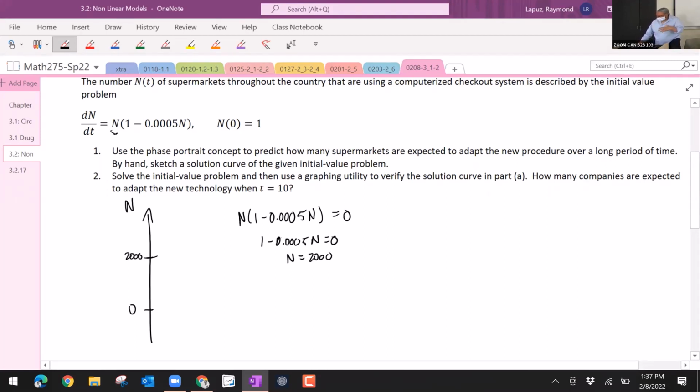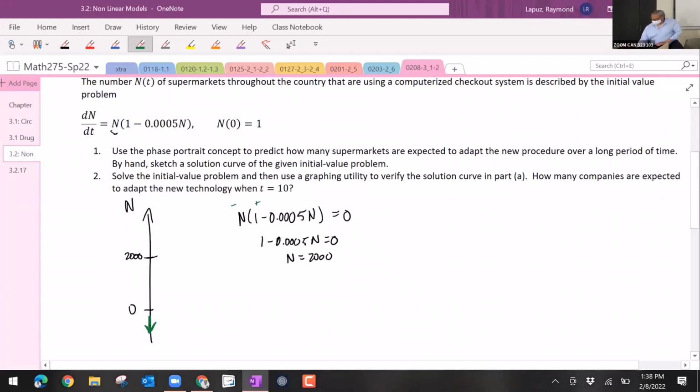And then our phase portrait should tell us what's happening in between. For example, if we pick a number that's less than 0, which we probably wouldn't do since you're not going to look at a negative number of supermarkets, this would be a negative, and this would also be, well, negative is positive, so this would be a positive. So this would be going down. It'll give a negative contribution. But we're not doing anything below that.